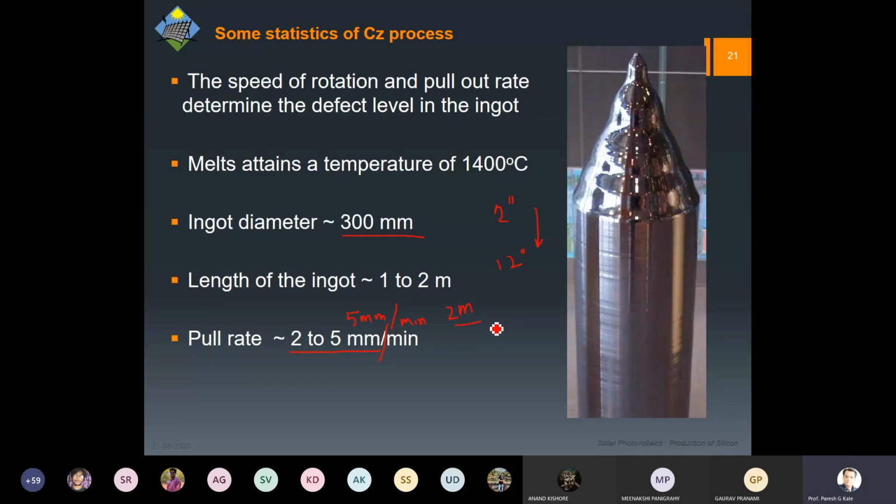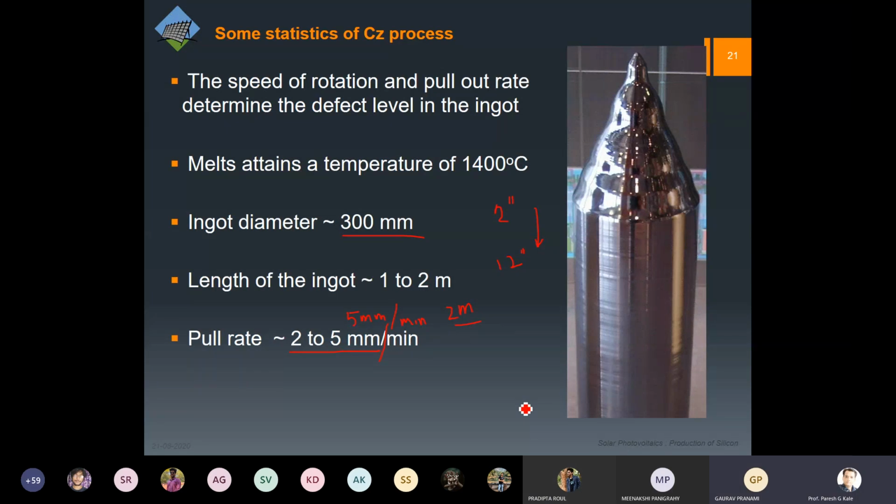Okay, fine. So what question did I ask? The pull rate at 2 to 5 millimeter per minute. So you have to find out the answer. You know the question, right? It will be 2 point something, 2.8. What is the answer, anybody?